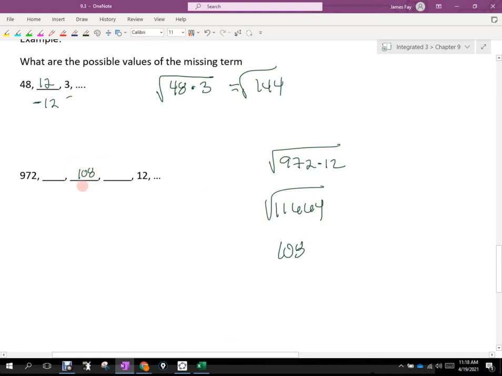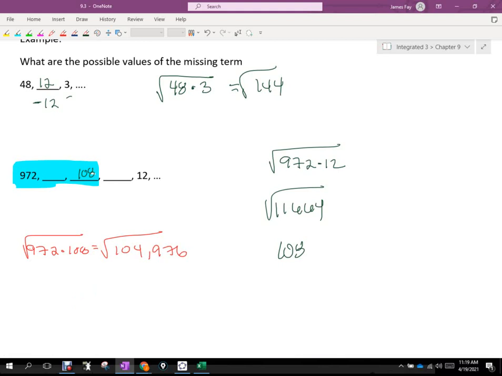Okay. Now, once we find that 108, did we just create another problem like this one up here? Does that make sense? Okay. So now I'm going to take the 972 and the 108 and multiply them together. So 972 times 108. And that gives me the square root of 104,976. So we'll put that under the square root. It gives me 324. So square root of that number is 324.